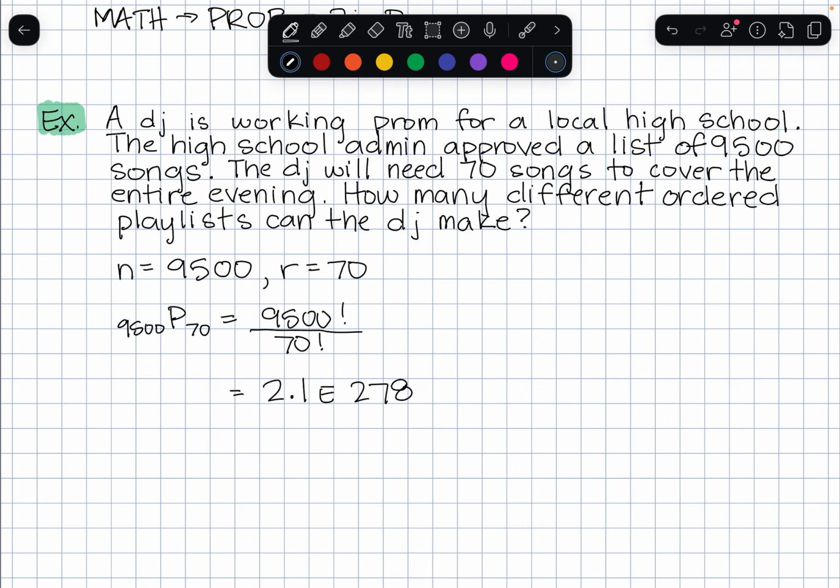You're going to see that E notation sometimes in statistics. That's telling you your calculator is giving you a value that is so big or so small that it makes more sense to report it in scientific notation. So what this actually means is this is 2.1 times 10 to the 278. So a 1 with 278 zeros after it. We're way beyond billions and trillions at this point. We're out into astronomical number of arrangements.